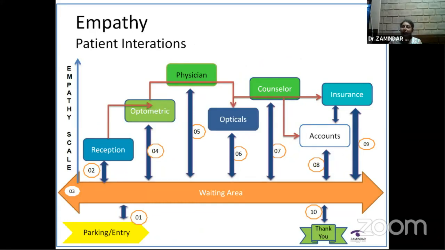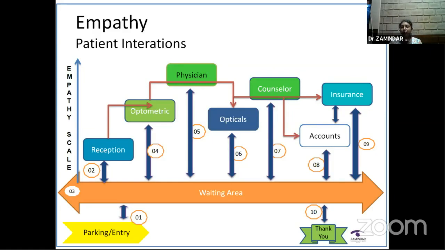This is the patient interaction. I have depicted it in a pictorial way. When the patient parks and enters our reception, there are various touch points where the patient interacts with various people in the organization. First, they come to the reception desk, they register, giving all their data. Then probably there's a waiting time in the waiting area.